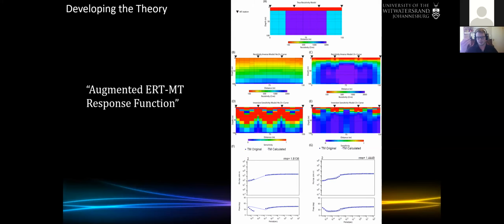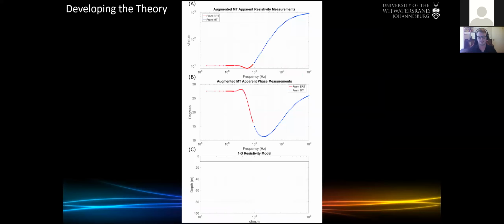So now to show what this looks like in practice, we just have a simple 1D forward model of a conductive overburden and a resistive half space. And the red represents the pseudo-MT data from the ERT method, and the blue just represents the standard MT data that we collect. So this is just to show you what the response function components are and what they look like. So we have the two halves.